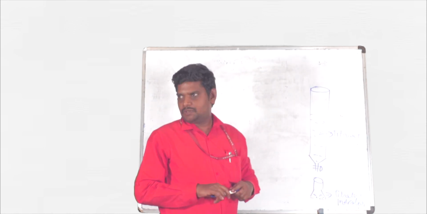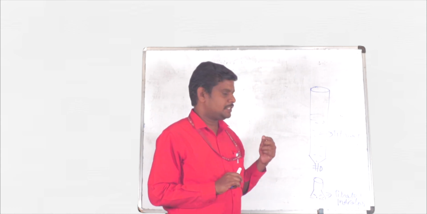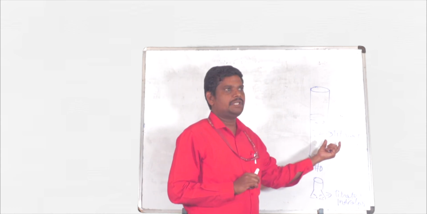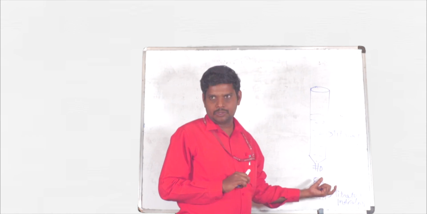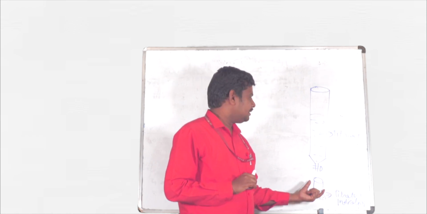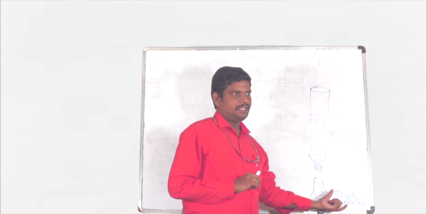Actually, titrant is a solution whose concentration is known. Usually we take it in the burette. The titrate, whose concentration is unknown and is what we are going to measure, will be taken in the conical flask along with the indicator.